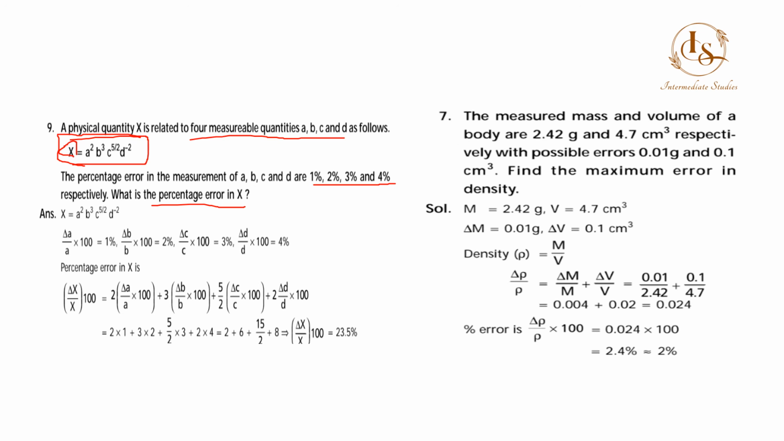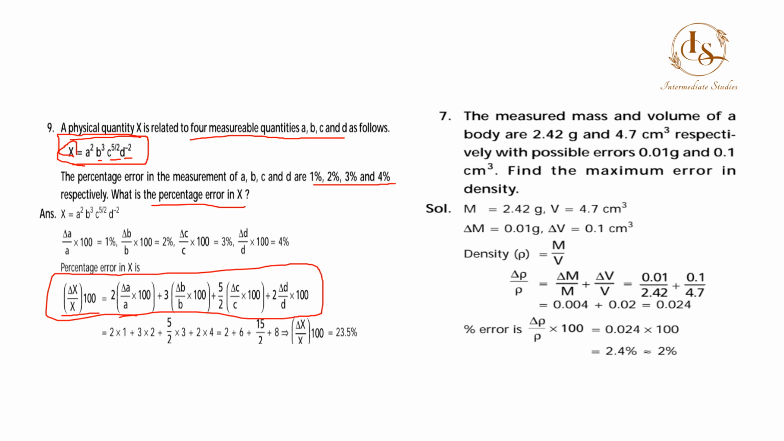Very simple, right? The percentage error in x is nothing but delta x by x into 100. We need to calculate this one. Just after differentiation, we will get 2 into delta a by a into 100, plus 3 into delta b by b into 100, plus 5 by 2 into delta c by c into 100, plus 2 into delta d by d into 100. The same thing we are writing here. Very simple, right? This is the formula. The powers just come forward, and we just add up all these variables.